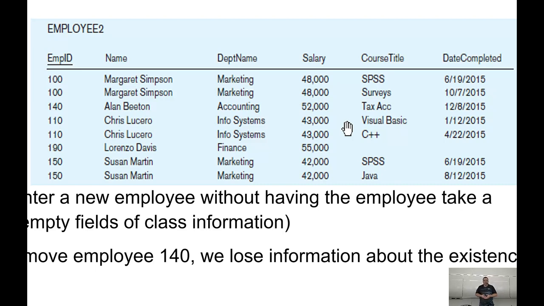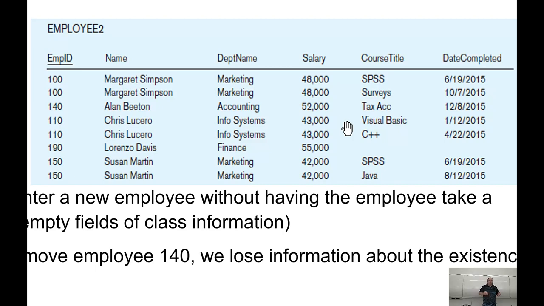We'll start with an insert anomaly. The problem is that when they decided employee ID was the only primary key, we can no longer pull a unique row. So we would need to include another column or another set of data to make each row unique. And to be able to achieve that realistically, what we need to do is use the employee ID and the course title as our primary key.